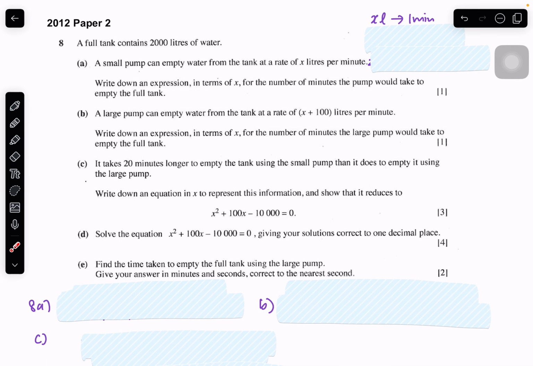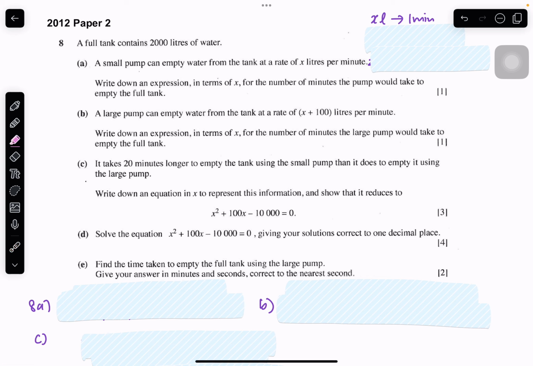Quadratic application question video. This question is found in your chapter 1.5 notes. So we'll quickly go through this question. It says that a full tank contains 2000 liters of water, and a small pump can empty water from this tank at a rate of X liters per minute.